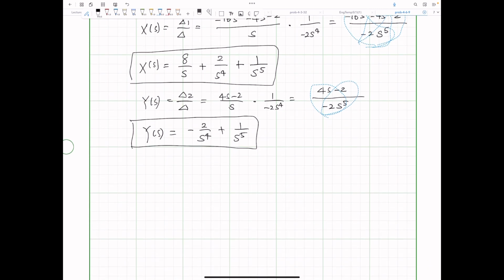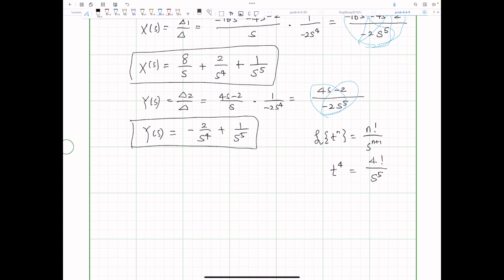We have 1 over s^4 and 1 over s^5. Now in the pair, we have the Laplace transform of t to the n equals n factorial over s to the n plus 1. Now for t to the power of 4 equals 4 factorial over s to the power of 5. So we have to have 4 factorial in the numerator.